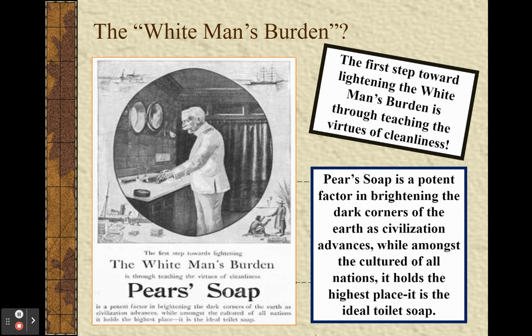The first step toward lightening the white man's burden is through teaching the virtues of cleanliness. So this is an old ad right here. Pears soap is a potent factor in brightening the dark corners of the earth as civilization advances. While amongst the cultured of all the nations, it holds the highest place. It is the ideal toilet soap. So once again, if you think back to the beginning, we've always talked about what the mindset was of these people during this time. They thought the paler the skin, the pastier the skin, the better, right? So this is very indicative of this time. Brightening the dark colors, because obviously if it's a dark color, it obviously has to do with Satan.